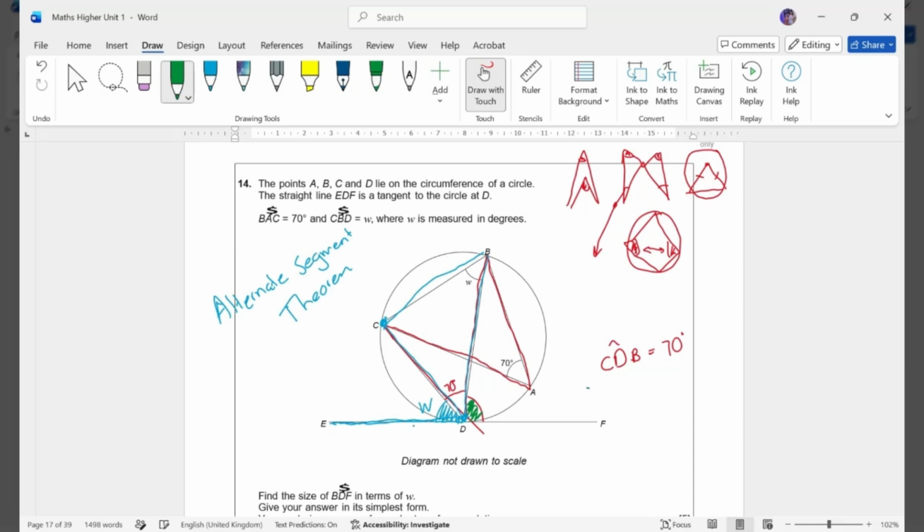Okay. But there's a straight line here. So to find the green one in terms of W, it would be 180, take away the 70, which is this one here, take away W, right? And then that would leave me with 110 take away W, if they add up to 180. No wonder that's A star, okay?